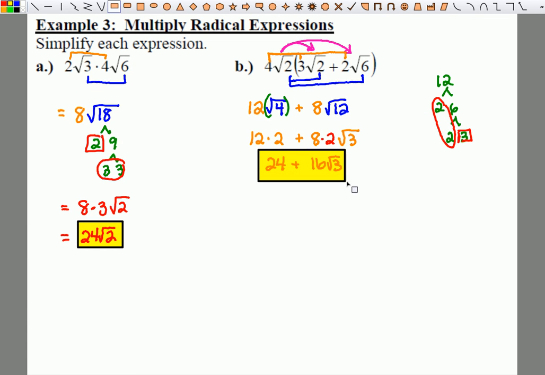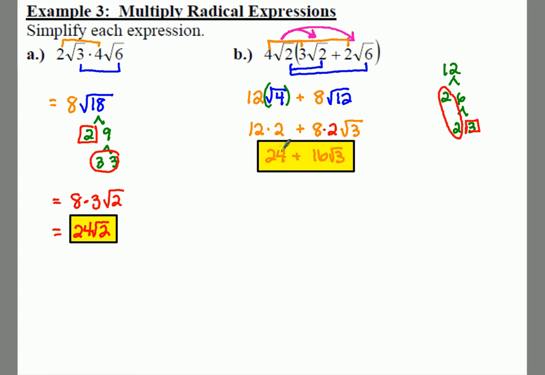Do not try multiplying or adding your 24 and your 16. This is not equal to, let me write this in red so you make sure, 40 radical 3. Some people like to try to add those together, but you can't because the 24 does not have a radical. So that is how you can multiply some radical expressions.